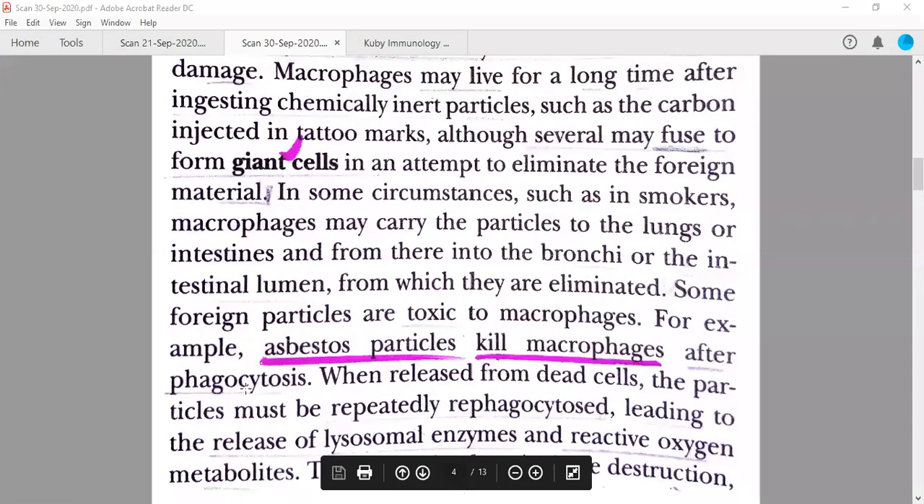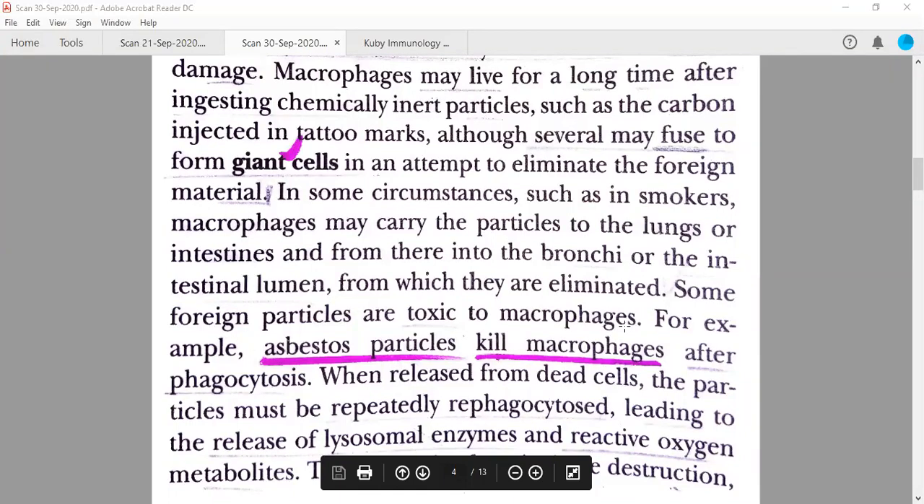Once it performs the phagocytosis, right, and when this macrophage dies, it will release the asbestos, because it is not degraded by the macrophage, and it kills the macrophage. After it is released out of this dead cell, the particles must be repeatedly rephagocytosed. So nearby macrophages will take up this asbestos, and each time it is toxic to the macrophages. It will kill the macrophages, leading to the release of lysosomal enzymes. So in such circumstances, what will happen?